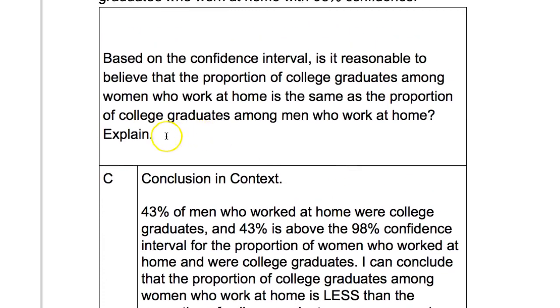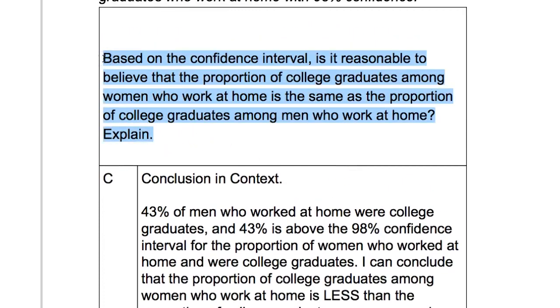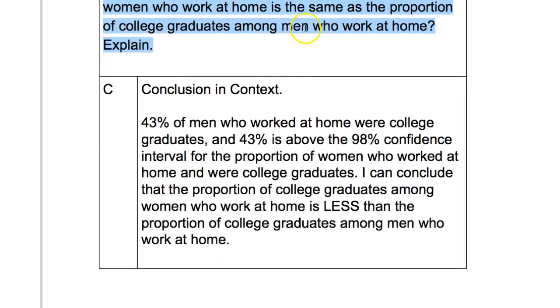So if I added a little bit more to this question, for example, based on the confidence interval, is it reasonable to believe that the proportion of college graduates among women who work at home is the same as the proportion of college graduates among men who work at home? So, is it reasonable to conclude that 43% of women who work at home are college graduates? Well, the 43% for the men is entirely above the 98% confidence interval for the proportion of women who worked at home. So I can conclude that the proportion of college graduates among women who work at home is less than the proportion of college graduates among men who work at home.